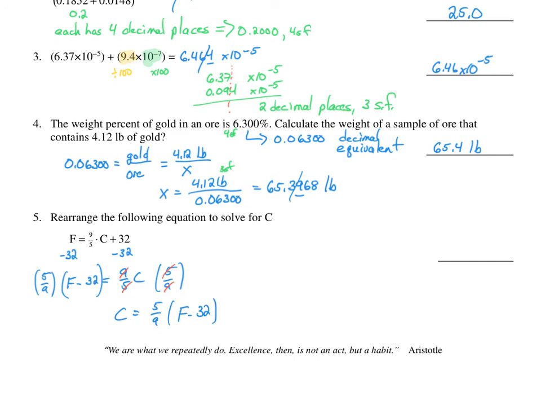Now the F minus 32 has to be inside of parentheses. And we report our final answer in the appropriate space.